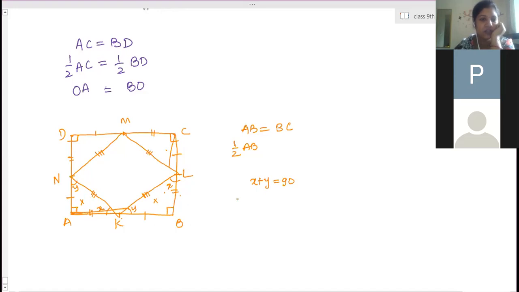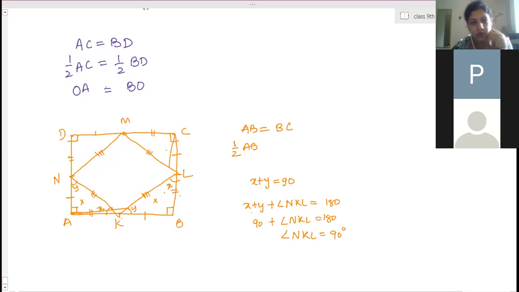So in this one also, on side AKB, X plus Y plus angle NKL is equal to 180. This is 90, plus angle NKL is equal to 180. So angle NKL is equal to 90 degrees. All sides are equal and one angle is 90, therefore it is a square.